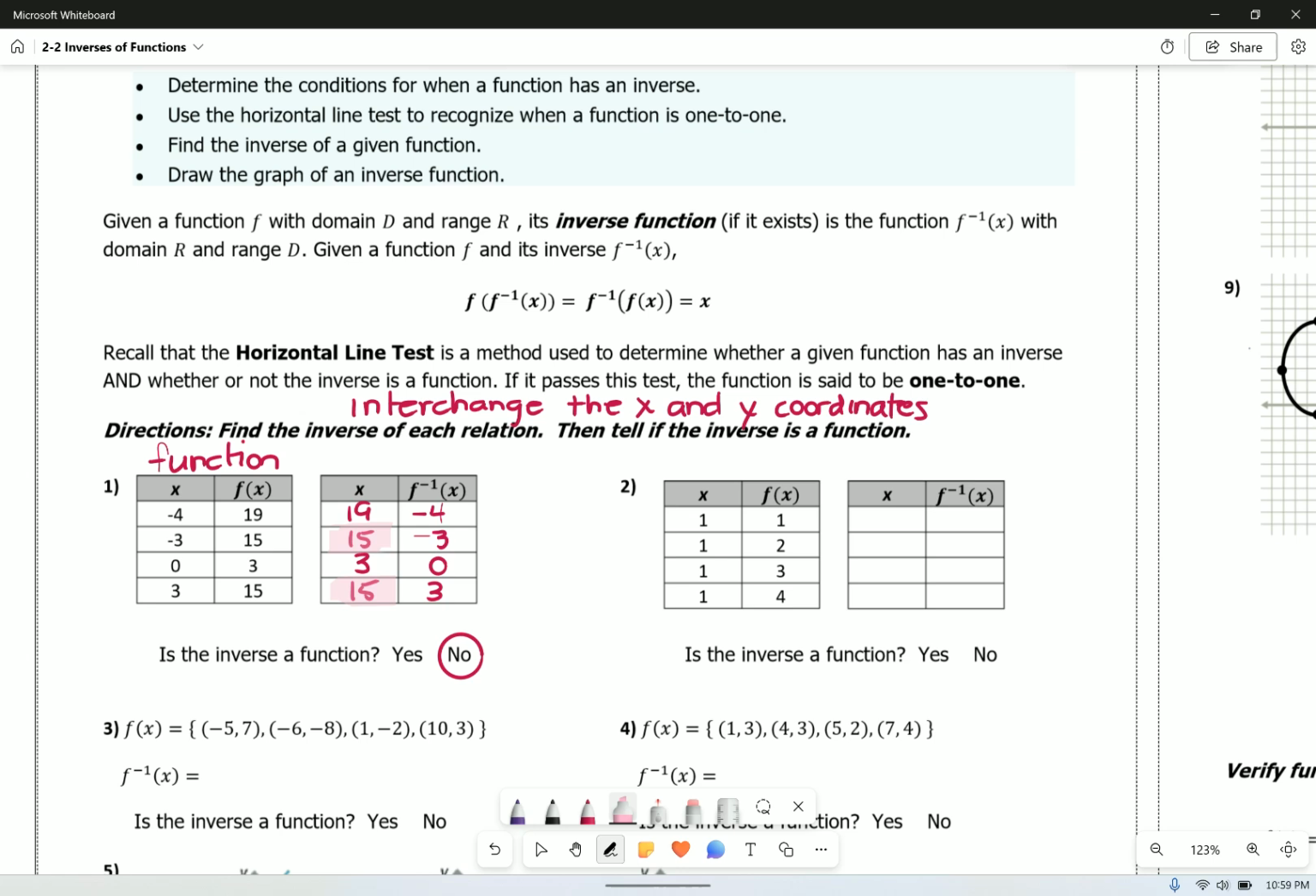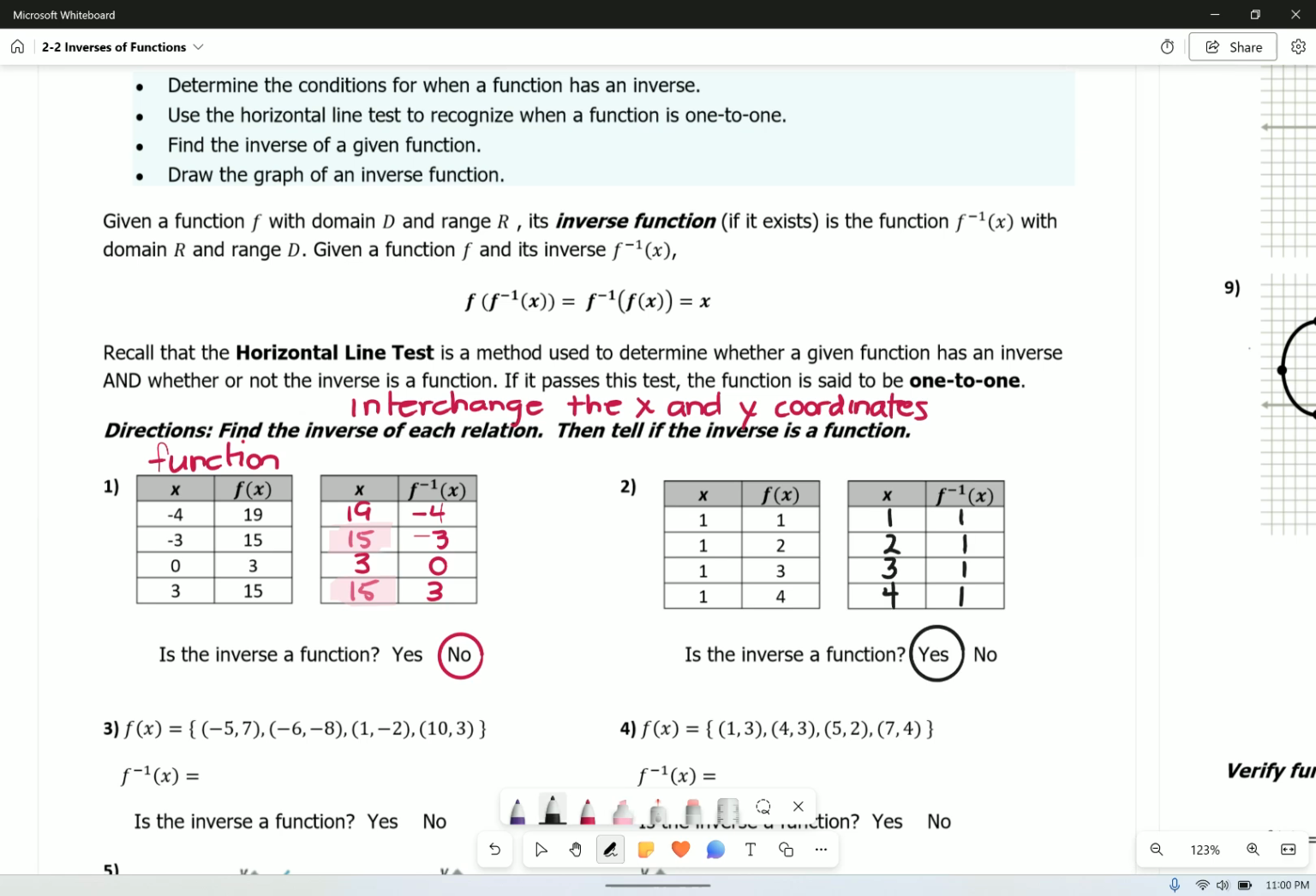Go ahead and do number 2, pause the video, and come back and check. Okay, so if you looked at this table, this is what you should have done. And the inverse is indeed a function because none of these values right here repeat.